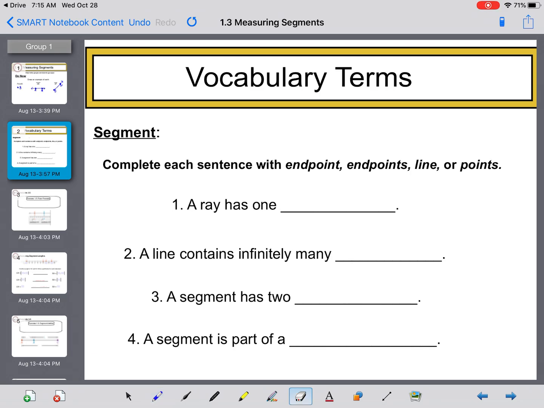All right, today we're going to be looking at measuring segments. So just a refresher on what a segment is. A segment is a part of a line that consists of 2 endpoints.